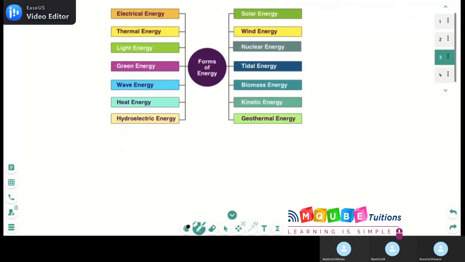Okay, so these are the different forms of energy that we can study about. But the two main types of energy are kinetic energy, which is the first one, and then the second one is potential energy.